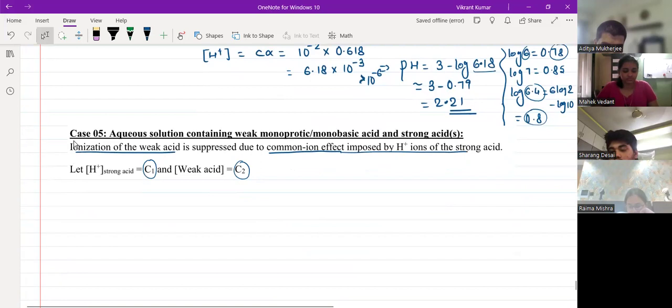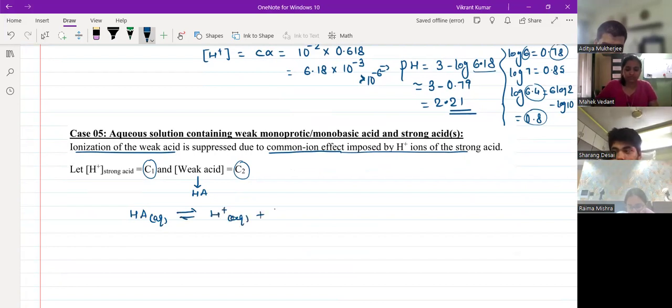सो इफ आई हैव गॉट, मान लो वीक एसिड जो है ना वो HA है. इफ दिस इज HA, HA के आयनाइजेशन को इफ आई हैव टू शो इट, वी आर राइटिंग HA aqueous plus A minus aqueous, and it was having some Ka value. Now initial, without dissociation this was C2, and H plus from strong acid is already there, which is C1.